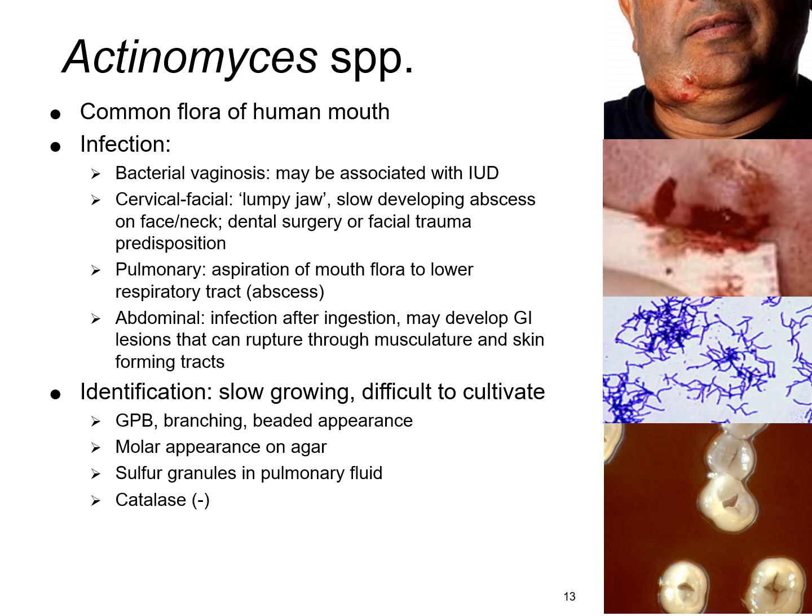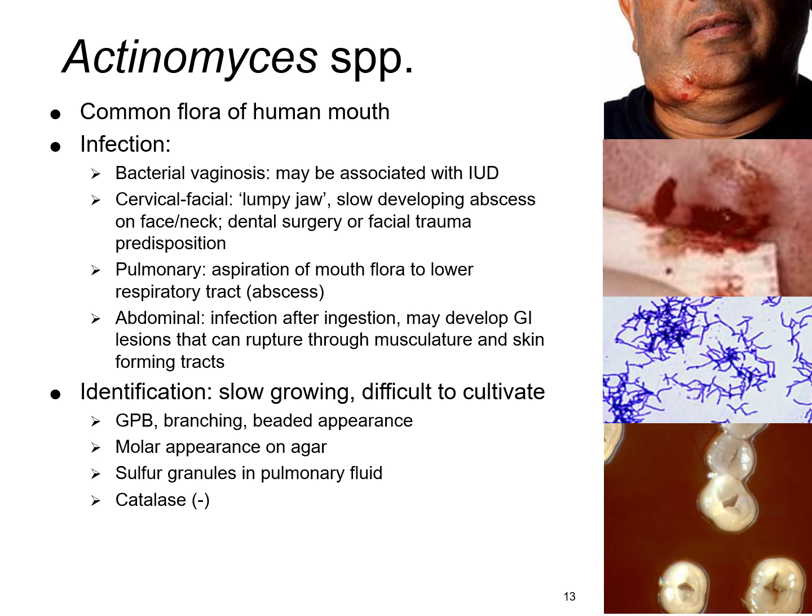Actinomyces. These organisms are common flora of the human mouth, and they can cause various infections, including bacterial vaginosis, and this can be associated with use of IUDs. Cervicofacial infections, also known as lumpy jaw, and this is a slowly developing abscess of the neck and face. It's sometimes associated with some sort of dental surgery or facial trauma. Pulmonary infections can happen as a result of aspiration of the mouth flora to the lower respiratory tract. And then from there there can be some sort of abscess that can form.